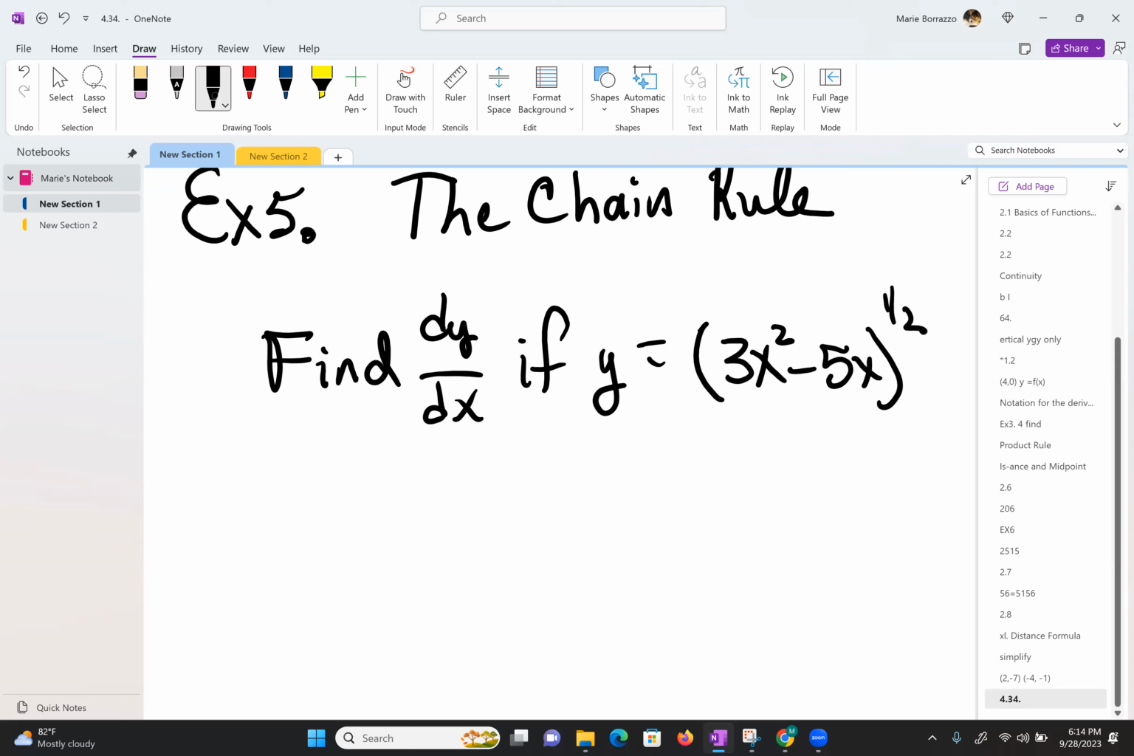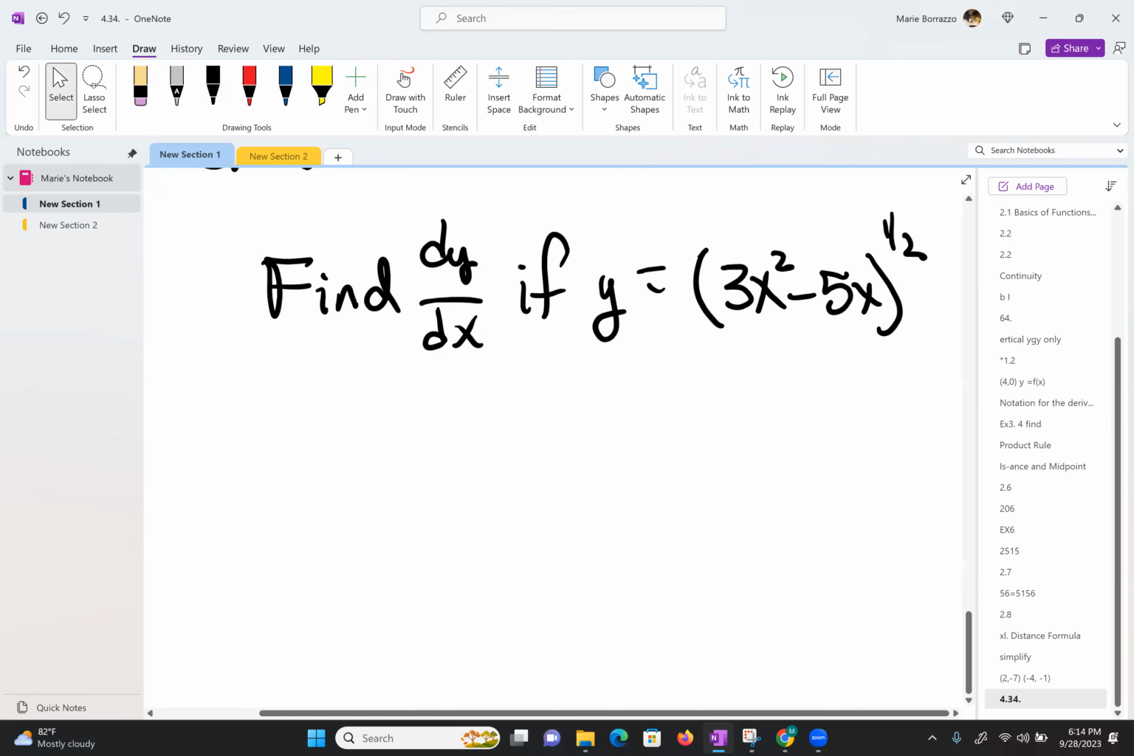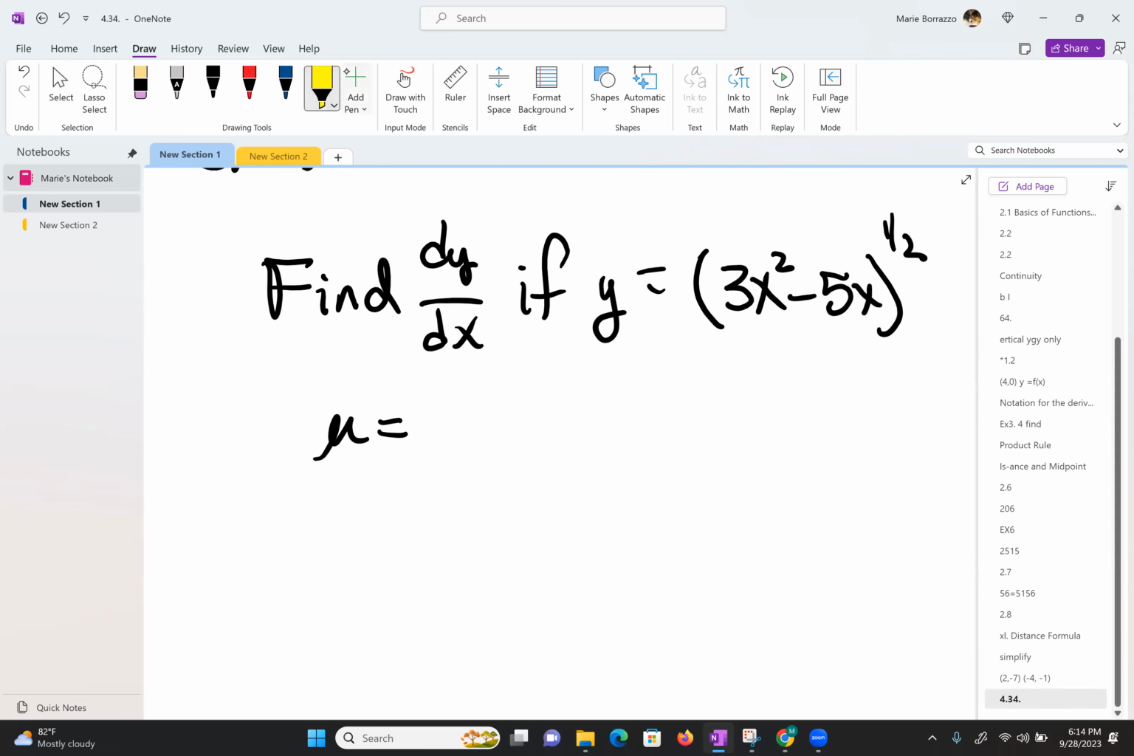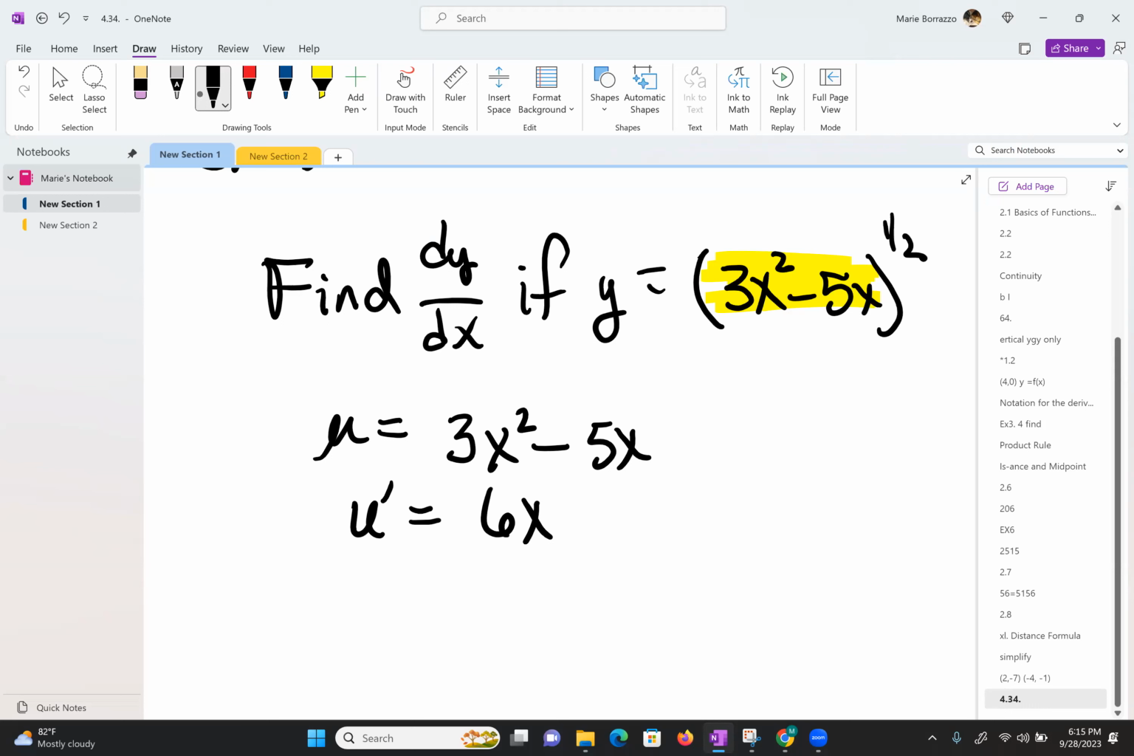And so what I want you to take away from this is that they start us by looking at the u part as the inside part. All of this in yellow that you see here, I want you to think of this as u, which is 3x squared minus 5x. U can also have a derivative, which in this case, you learned how to do differentiation, and this is simply 6x minus 5. We also denote this as du over dx.